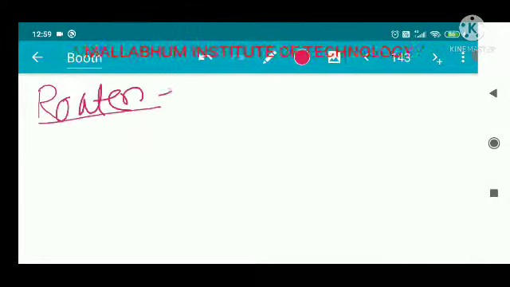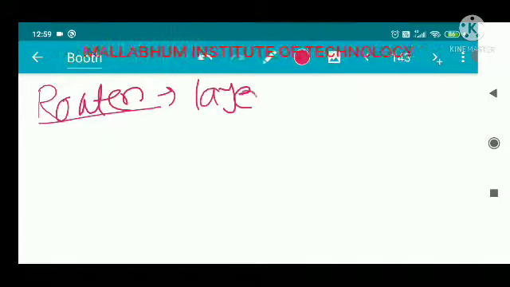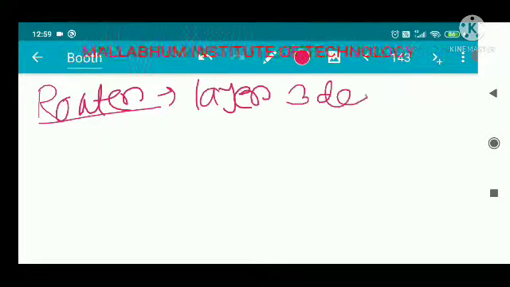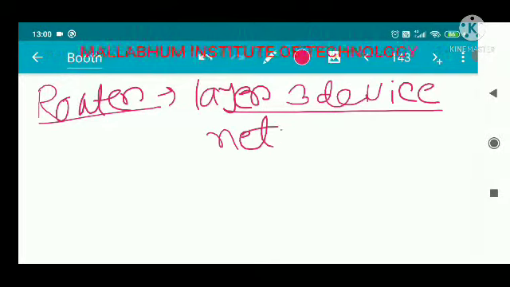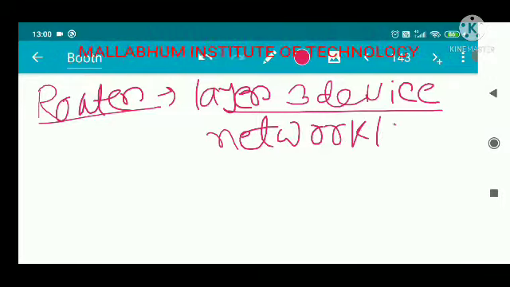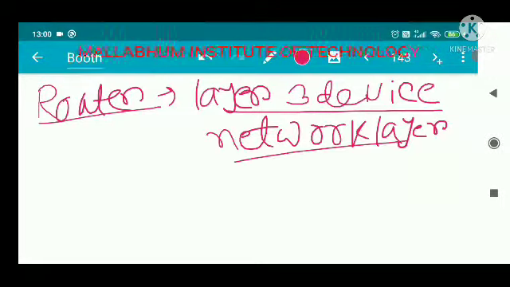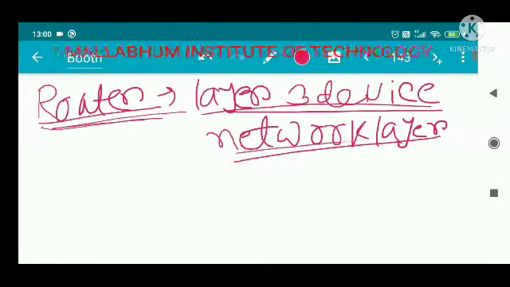Now the router is a layer 3 device, which means it operates in the network layer. So whatever we have discussed: the repeater operates in the physical layer. The hub also is a layer 1 device, so it operates in the physical layer. The switch is a layer 2 device, operating in the data link layer. The bridge is also a layer 2 device, operating in the data link layer. Now coming back to the router, it is a layer 3 device, operating in the network layer.